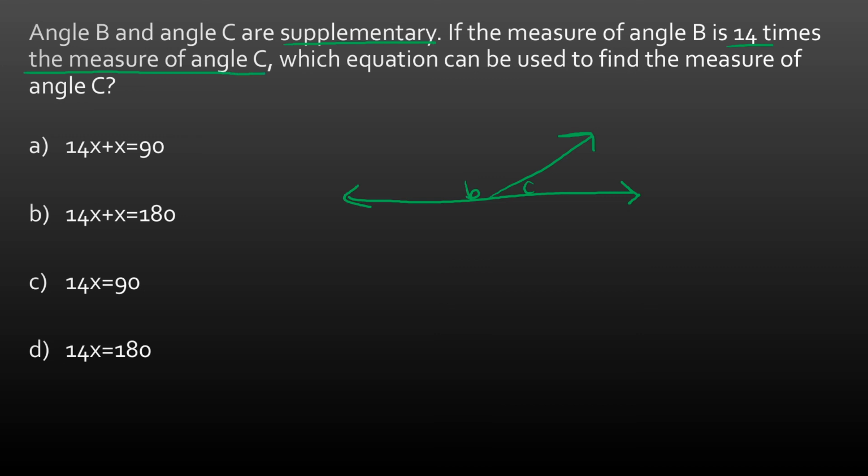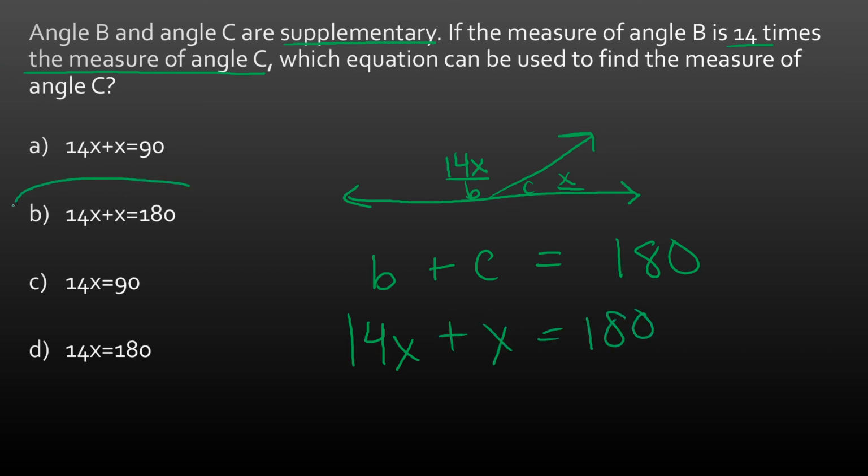So if angle C, let's say angle C is just x, because I don't know what it is. And B is 14 times, which means I would have 14 times x. Okay, so this 14 times tells me I need to have 14 times x. And then remember that supplementary angles are whenever I take my two angles B and C and add them together, I should get 180. So I know B is 14x, C is x. When I add them together, I should get 180. So 14x plus x is going to give me that 180.